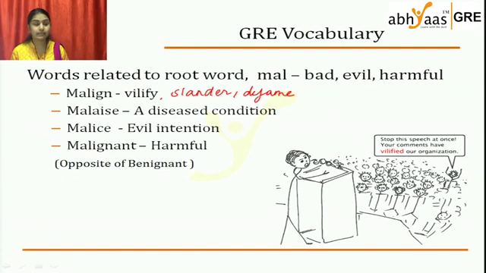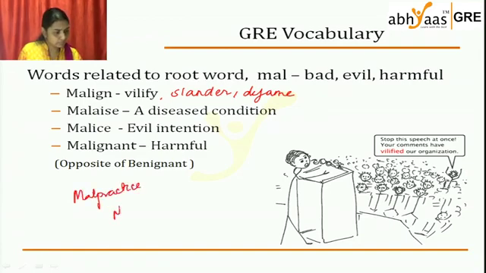Malignant: he has a malignant tumor, harmful. So all these words come from the root mal, which is related to bad, evil or harmful. Malign is to defame, spoil someone's reputation, vilify, slander. Malaise is a diseased condition. Malice, evil intentions. Malignant is harmful. You have other words with mal: malpractice, malnourishment, malnutrition, etc. Okay.